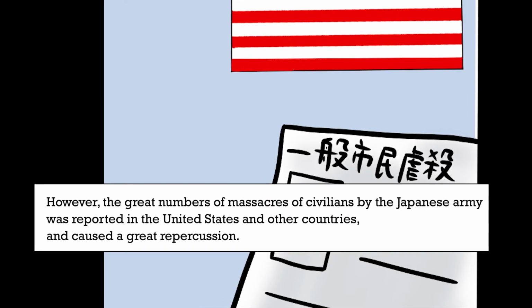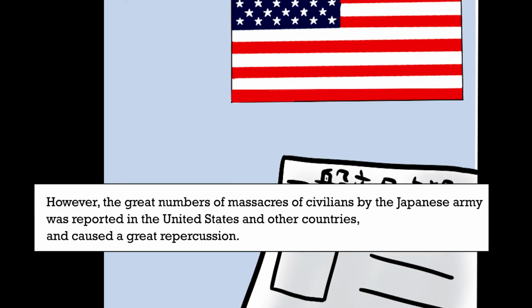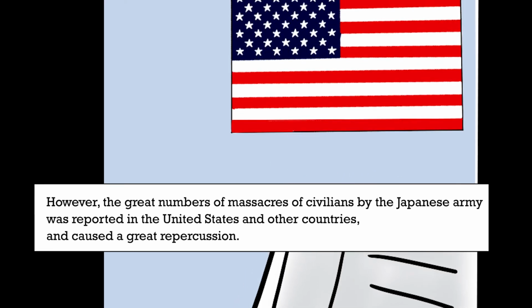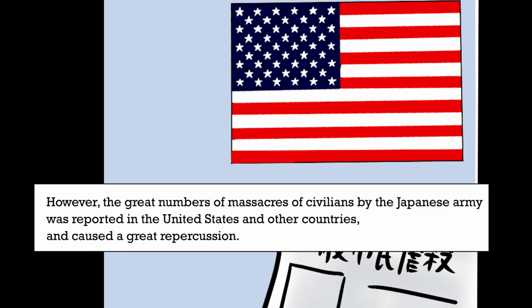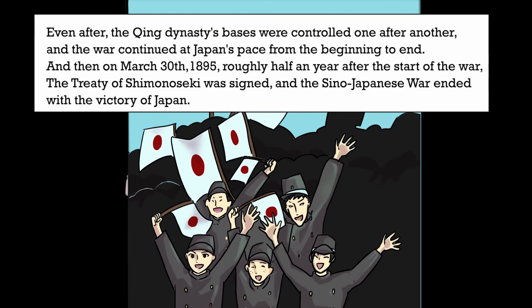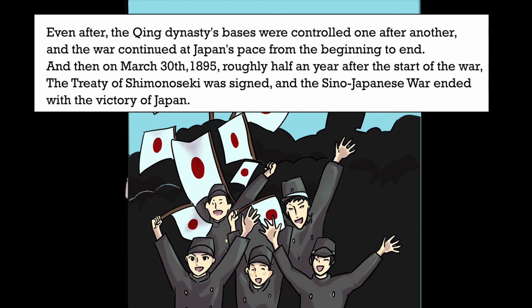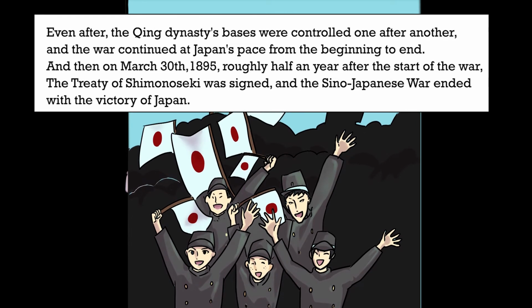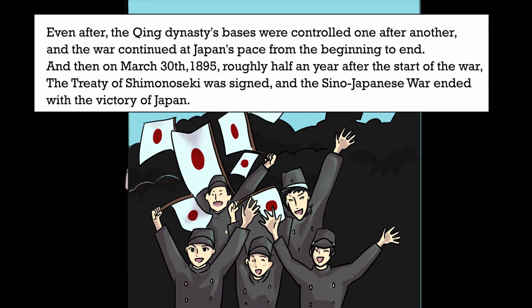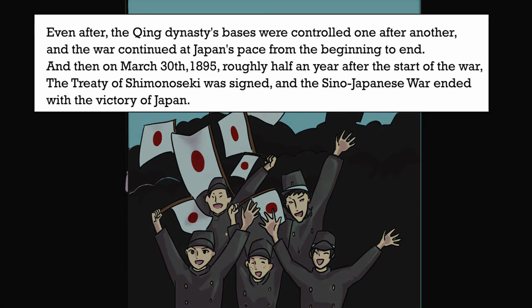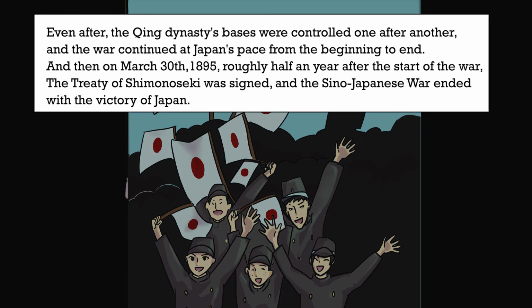However, the great number of massacres of civilians by the Japanese army was reported in the United States and in other countries and caused a great repercussion. Even after, the Qing dynasty's bases were controlled one after another, and the war continued at Japan's pace from the beginning to the end. And then, on March 30th, 1895, roughly half a year after the start of the war, the Treaty of Shimonoseki was signed, and the Sino-Japanese War ended with the victory of Japan.